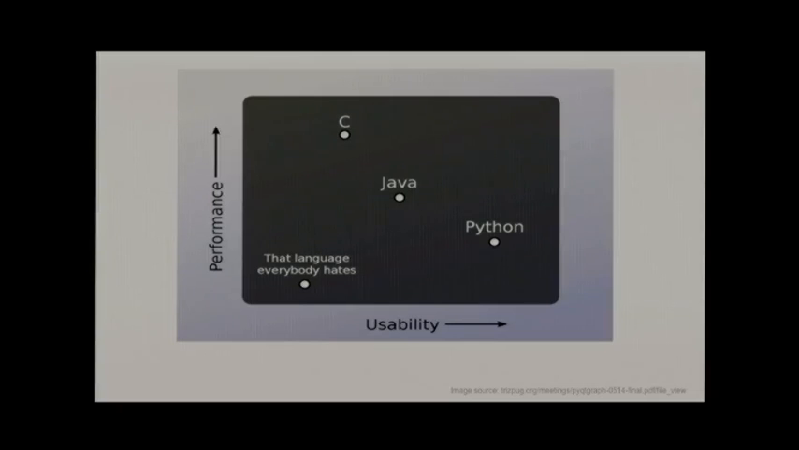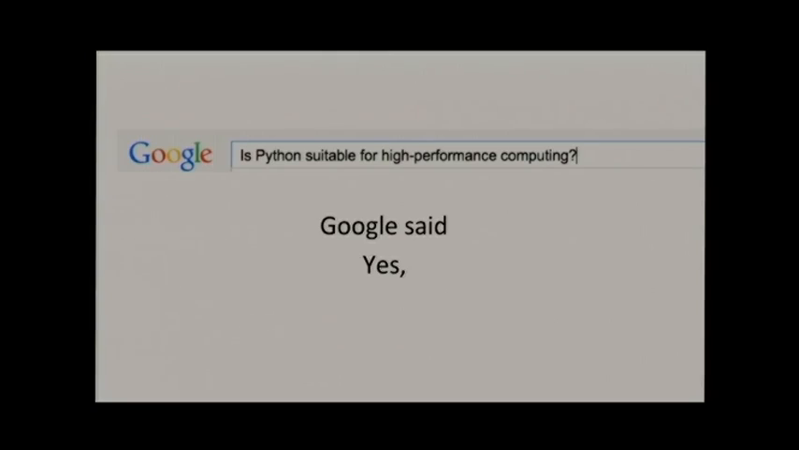We all know that these are the two dimensions in which most programming languages fall. But I'm always keen to use Python because I find it easy to learn and implement. So I started Googling again. I thought, okay, is Python suitable for my high-performance computing? And Google said yes, only if I can start with code which is readable.